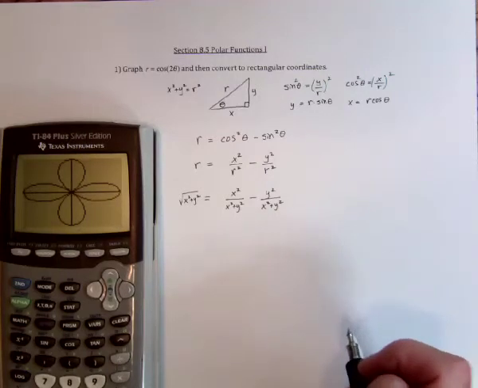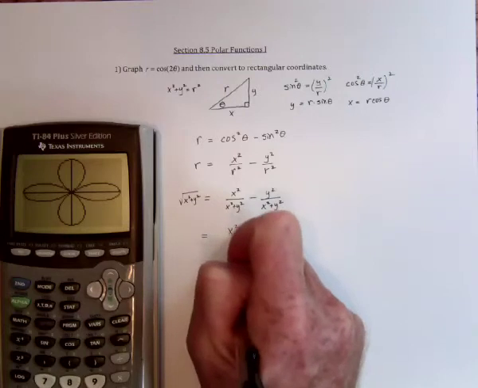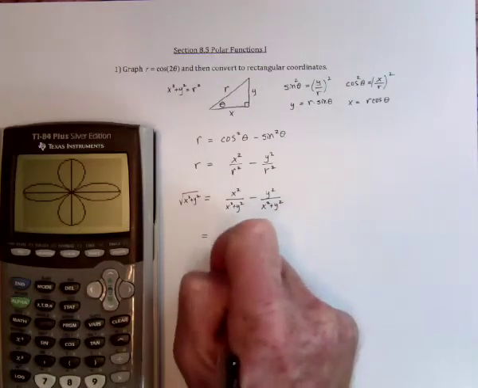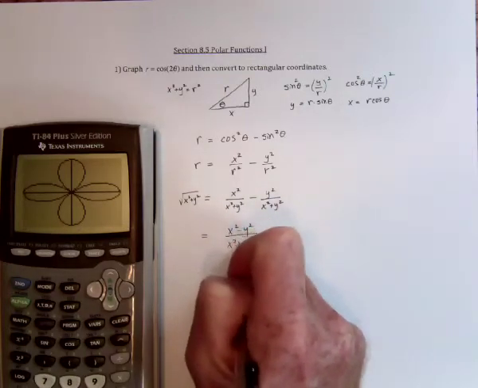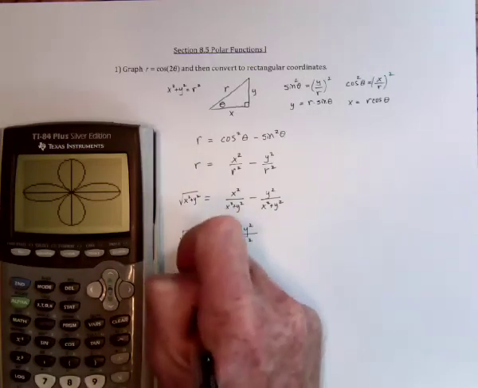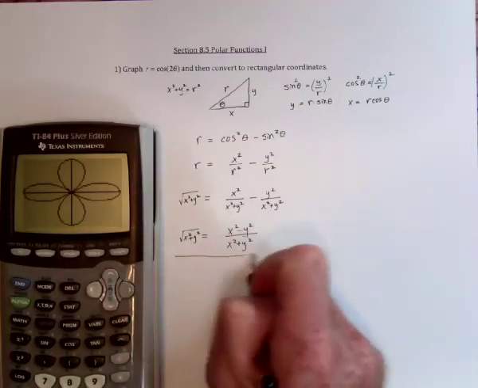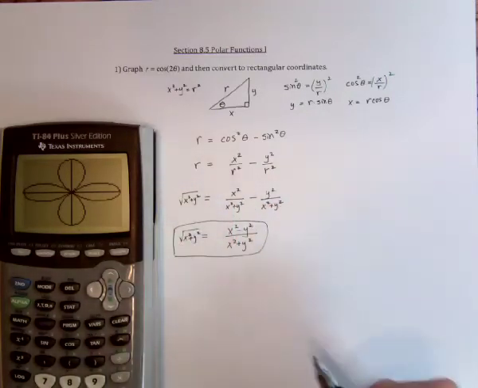And then we could combine this side, so it would say x squared minus y squared over x squared plus y squared equals the square root of x squared plus y squared. And we're not really going to be able to simplify much beyond that, so it's just going to have to be that.